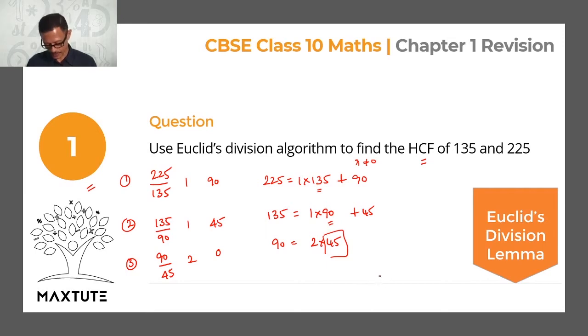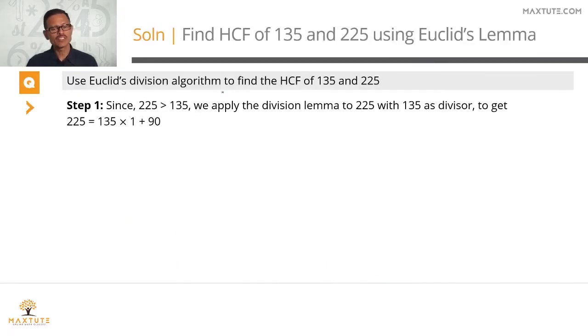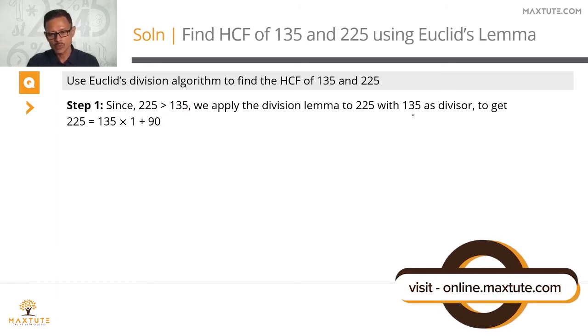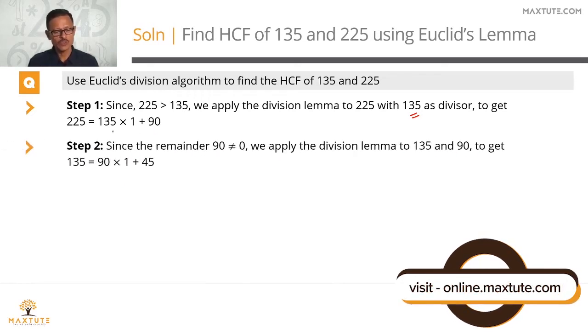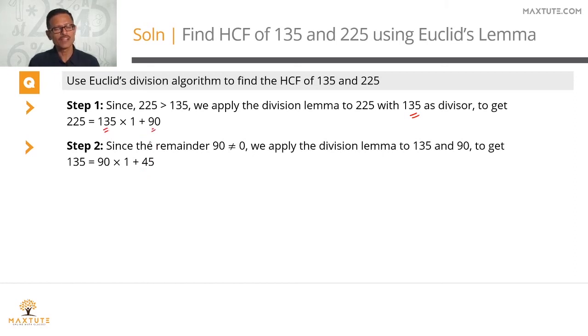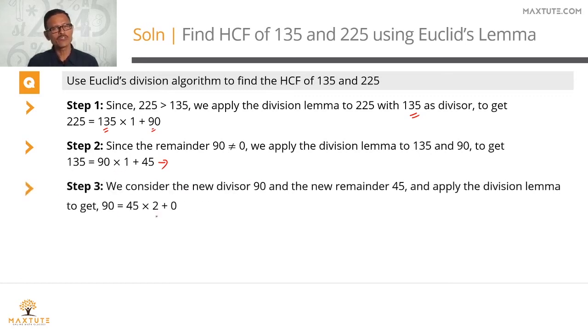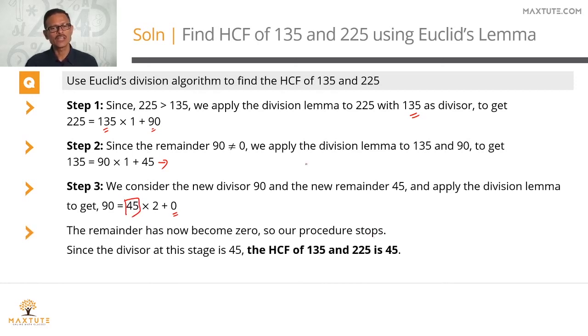Quickly summarize it in a written form. We're using the division lemma on 225 and 135 because 225 is greater than 135. We're using 135 as the divisor. So 225 equals 135 times 1 plus 90. The remainder is not equal to 0. So going to the second step, in which 135 becomes the dividend and 90 becomes the divisor. So 135 equals 90 times 1 plus 45. The remainder in this step is also not equal to 0. So we're going to repeat this recursively till we get a remainder which is equal to 0. So 90 is equal to 45 times 2 plus 0. The remainder here is 0. So the divisor of this step is the HCF. So you write all of these things.